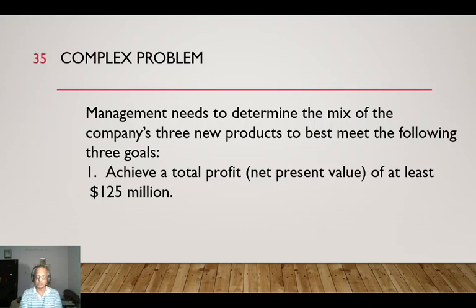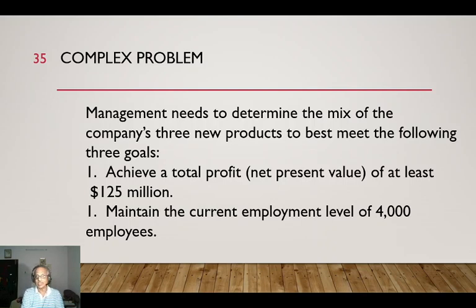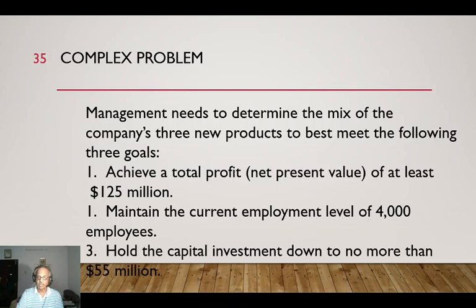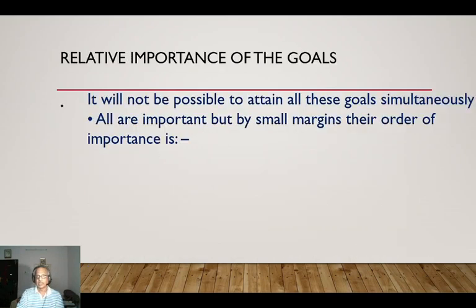Achieve a total profit of at least $125 million, which means that it should be greater than or equal to 125 million. Maintain the current level of employment. That means neither you can go below 4,000 nor you can go above 4,000. And hold the capital investment down to no more than 55 million. So we have 3 objectives. So will it be possible to attain all these goals simultaneously?